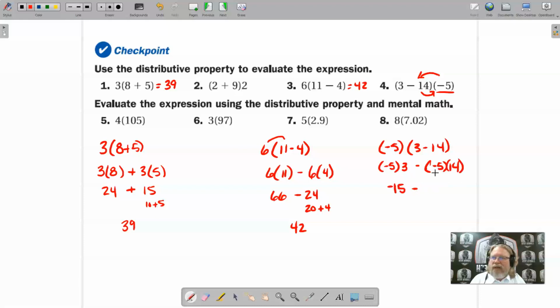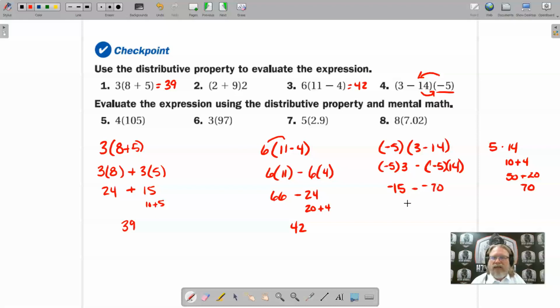and negative 5 times 14 is going to be, I'm going to think of this as 5 times 14. I'm thinking that is 10 plus 4. So 5 times the 10 is 50. 5 times 4 is 20. And so this is going to equal 70. So that's negative 70, right? Negative 70.